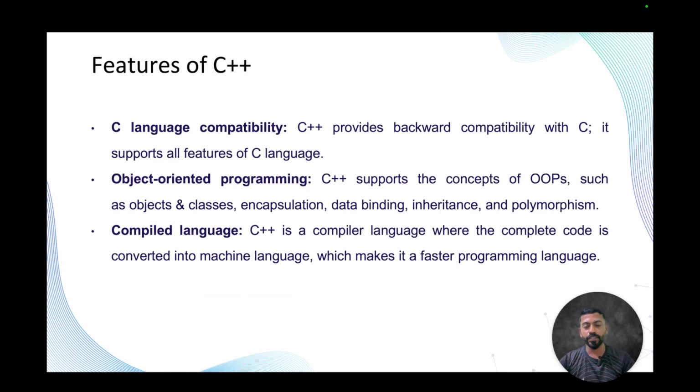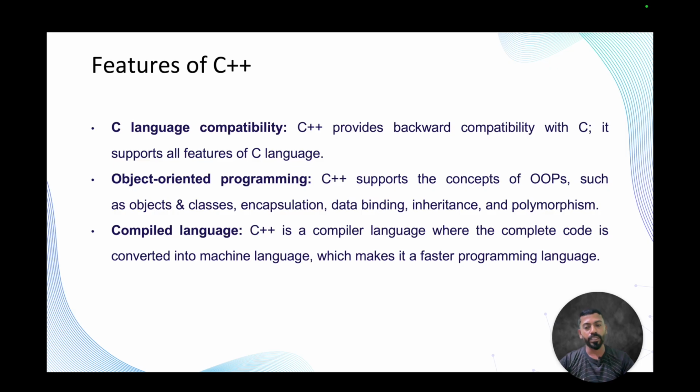Features of C++. C++ programming is built on the features of C programming. So C programming compatibility is there, which means that all the C programming features we can use in C++ programming. Then object-oriented programming: C++ supports object-oriented programming concepts, which help to understand class, objects, encapsulation, polymorphism, and abstraction.